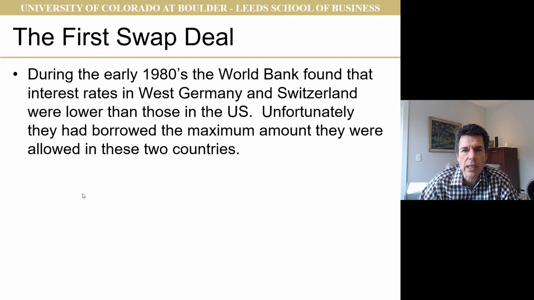During the early 1980s, the World Bank found that interest rates in West Germany and Switzerland were lower than those in the United States. And unfortunately, they had borrowed the maximum amount they were allowed to in these two countries. There were covenants in the World Bank's legal documents saying that they could only borrow so much in various countries. And so they had maxed out on West Germany and Switzerland, even though they wanted to borrow more.